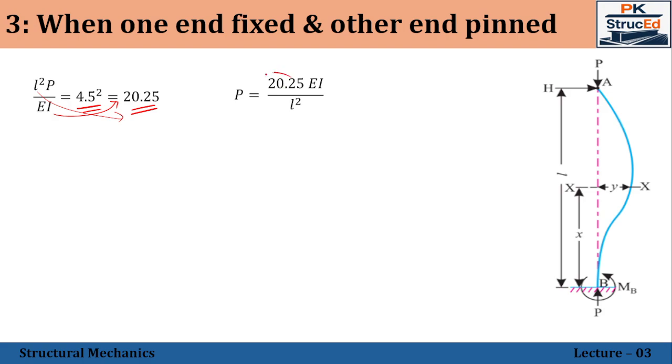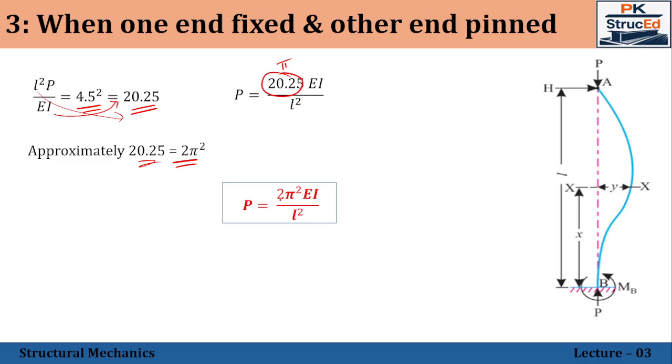If I want to write this in terms of pi, this will be approximately 2 pi square, since 20.25 is approximately equal to 2 pi square. So replacing this 20.25, we can write this equation as P is equal to 2 pi square EI by L square. This is the governing equation for finding the crippling load when one end of the column is fixed and the other end is pinned.